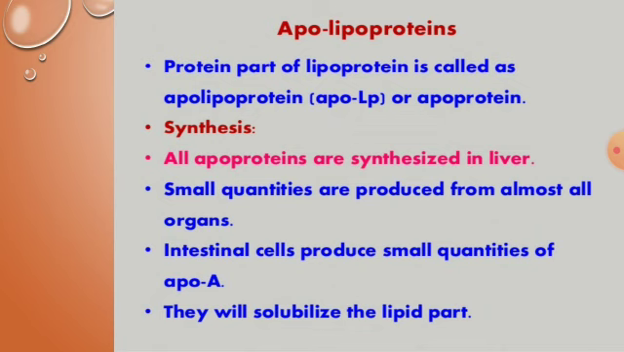Coming to the apolipoproteins, the protein part of lipoprotein is called apolipoprotein, simply called ApoLP, or also called apoprotein. All apoproteins are synthesized in the liver. Small quantities are produced from almost all organs. Intestinal cells produce small quantities of ApoA. They will solubilize the lipid part.